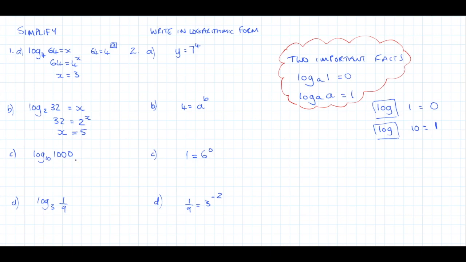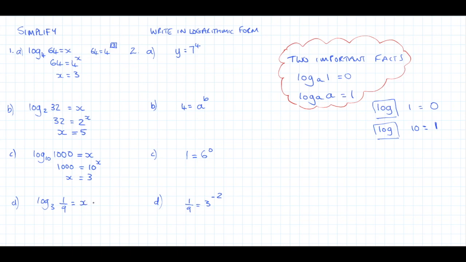Here, log 1000 to base 10, again I'm going to write equal to x. That's it in logarithmic form. I have to be happy writing it in terms of an exponential. Base 10, so 1000 is equal to 10 raised to what power? 10 to the power of x. x is equal to 3.